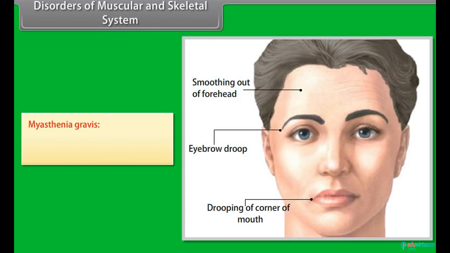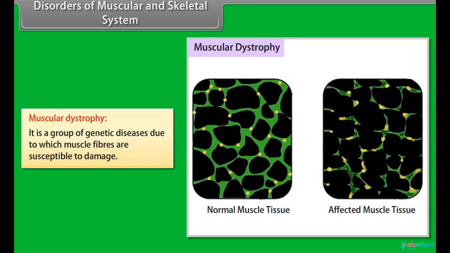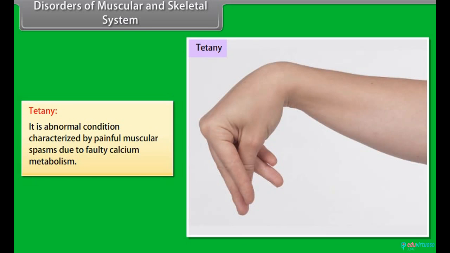Disorders of the muscular and skeletal system. Myasthenia gravis: it is an autoimmune disease that causes weakness of muscles. Muscular dystrophy: it is a group of genetic diseases due to which muscle fibers are susceptible to damage. Tetany: it is an abnormal condition characterized by painful muscular spasms due to faulty calcium metabolism.